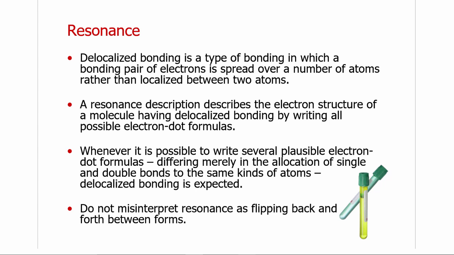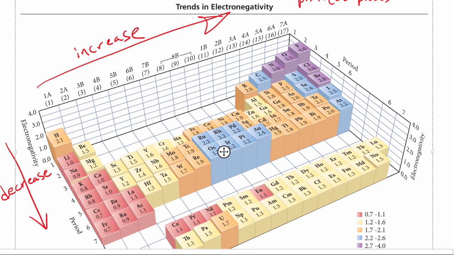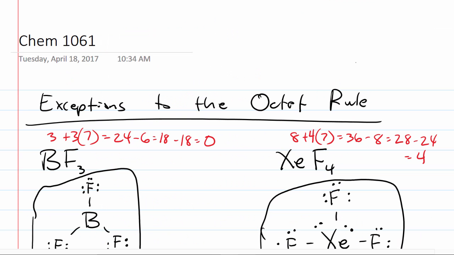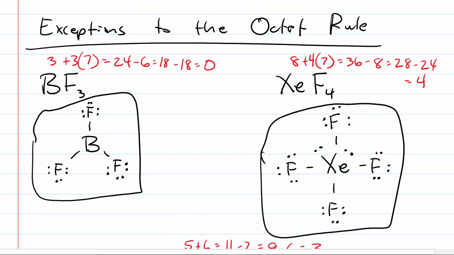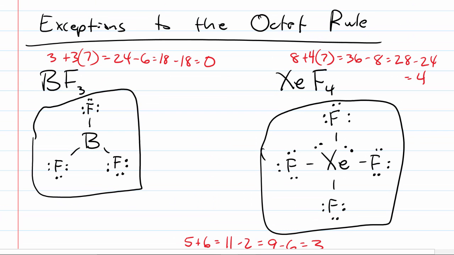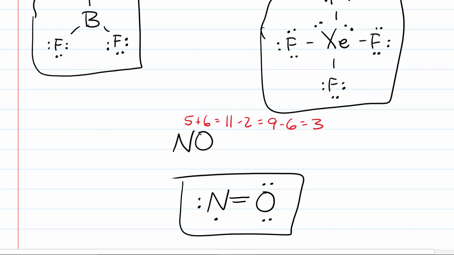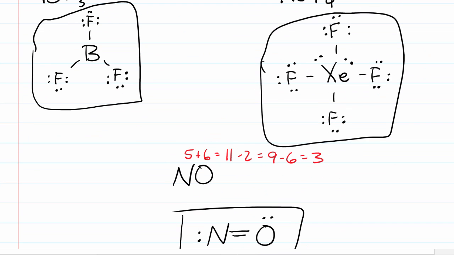Okay. Well, I think we finished the hour. Let's just do a quick check of where we were at the end of the hour. We were writing out some exceptions to the octet rules. We looked at less than an octet, more than an octet, and an odd number of electrons. Anybody have any questions on these three that we did at the end of the hour on Tuesday?